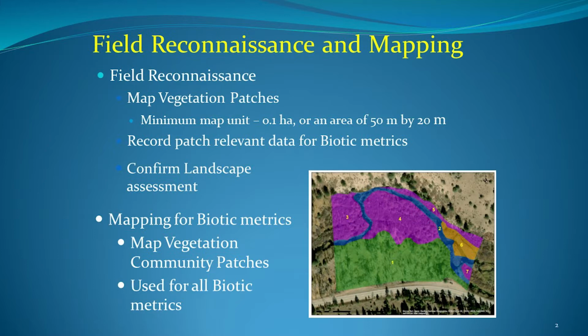While you're doing that, you also want to confirm landscape metrics. When you're at the edges of the sample area, you want to check your landscape metric ratings. If you notice anything, hopefully the biotic team and the abiotic team will communicate, because it's always possible the biotic team will run into something they want to bring to the attention of the abiotic team, or vice versa. So how do you do this patch mapping?